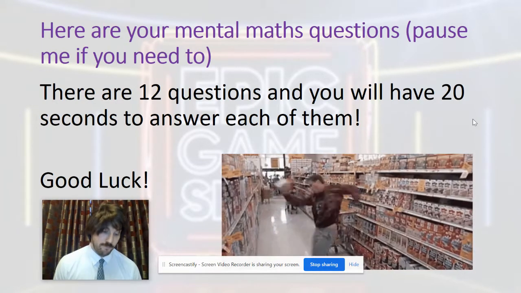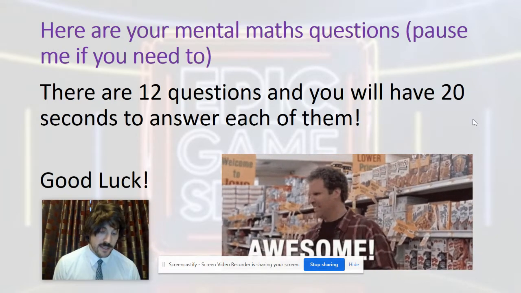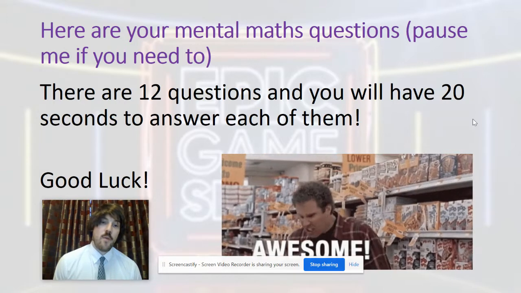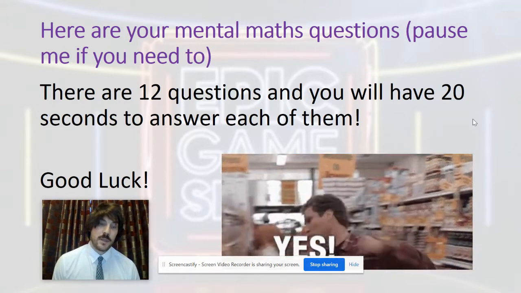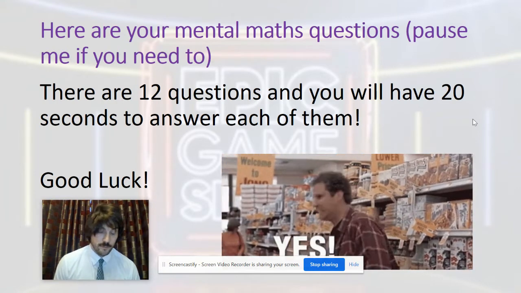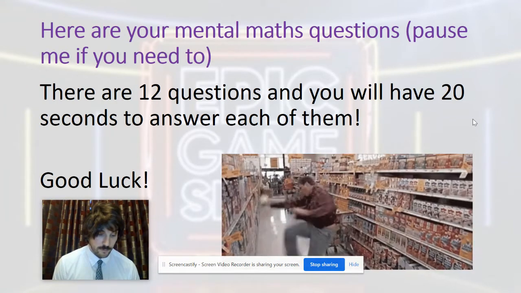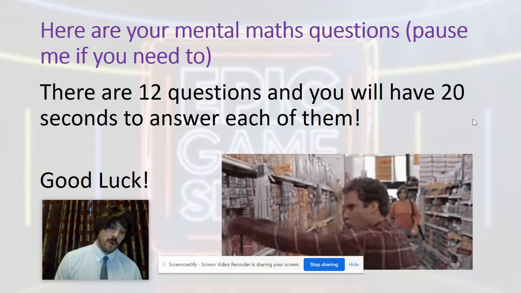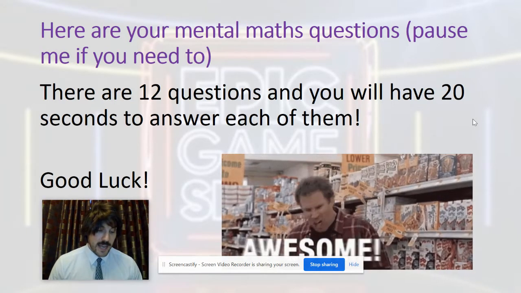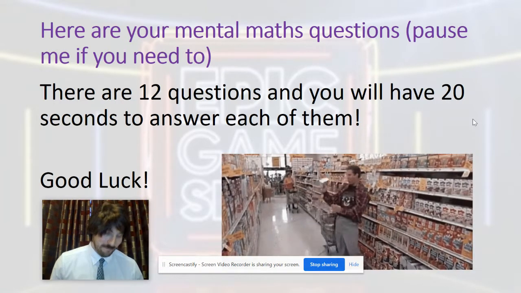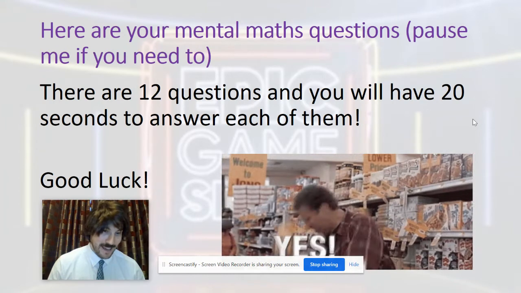Number 3. How many 10-pence stamps can you buy with 60 pence? Number 4. How many 10-pence stamps? I've just read that. I do apologize. Let's move on swiftly. No wonder they're taking me off the air.